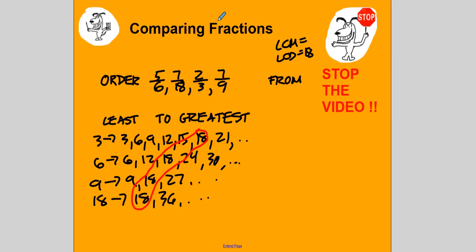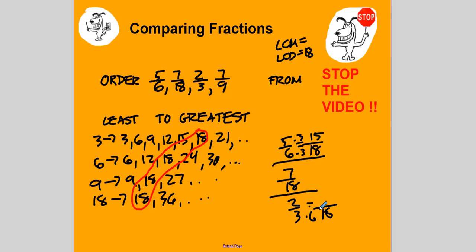So 5/6 is blank over 18. That's 6 times 3. 5 times 3 is 15. So then 7/18 is already an 18th, so I don't need to do anything with that. Okay, then 2/3 is blank over 18. 3 times 6 is 18, so 2 times 6 is 12. And then we have 7/9. Well, that's 2 over 2.